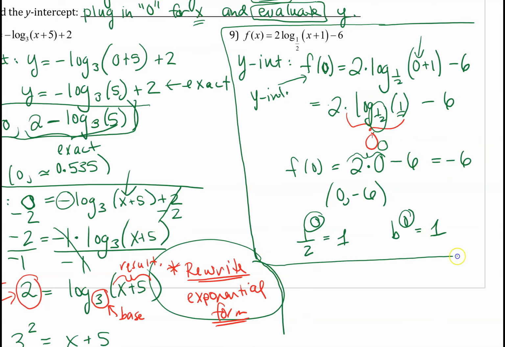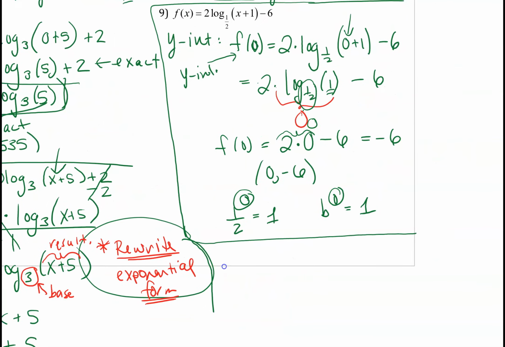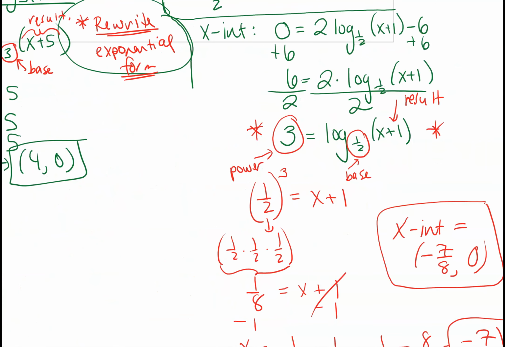Go ahead and try to find the x-intercept. For our x-intercept, we had to plug in 0 for y, and then I had this whole expression over here that I had to solve for x. So I added 6 to both sides to get a 6 on the left, and 2 times log base 1/2 of (x plus 1) on the right. Then I divided by the 2 to cancel it out on the right side, and I got 3 on the left side. So then I had 3 is equal to log base 1/2 of (x plus 1).